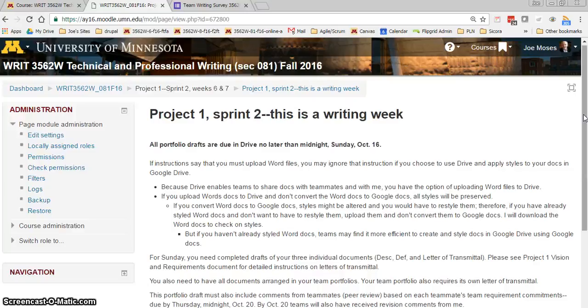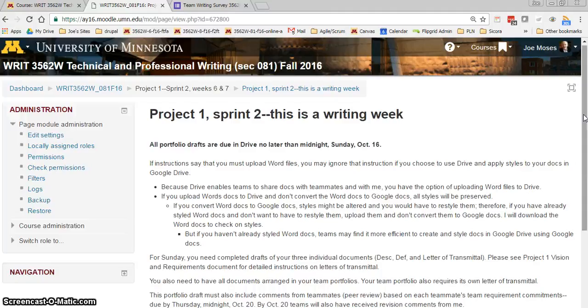And that makes a difference depending on how much styling you've already done in your documents. We know that if you upload Word docs to the Google Drive folder and convert Word to Google Docs, some of your styles might go away. Similarly, any notes or comments you've written on Word files might be lost. So if you've done a lot of work in Word, go ahead and upload those to Drive, but don't convert them. And I'll just download your Word files to check them for styles and comments and all the rest.